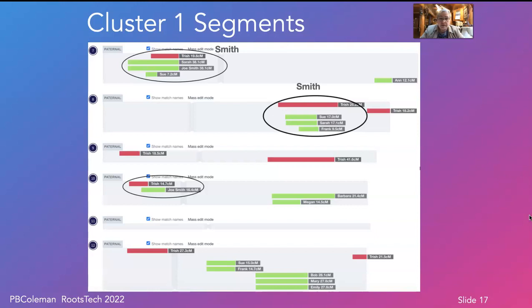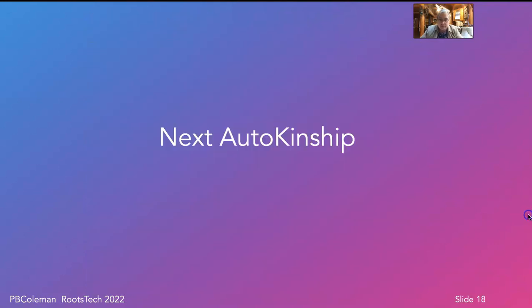So at this point, it appears certain that chromosome 7 matches and chromosome 8 matches are on a Smith line. We don't know where that goes yet, but we've gotten that far. So next we're going to see what we can do with that.